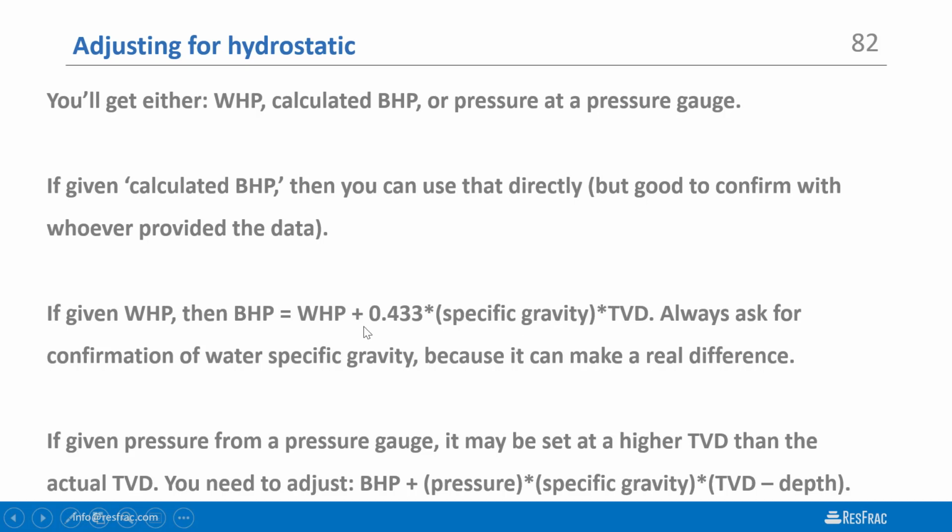You should also, if you get wellhead pressure especially, ask for specific gravity. Ideally, they would use fresh water, but if they have a highly saline fluid, that could cause problems. Or you could have a specific gravity of 1.05, and that can have a non-negligible impact on the bottom hole pressure calculation. So you've got to be really paranoid about that as well.